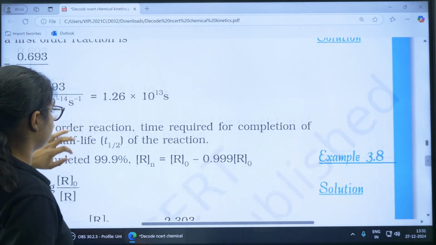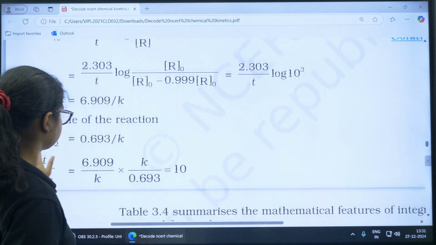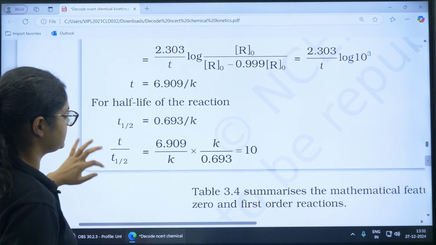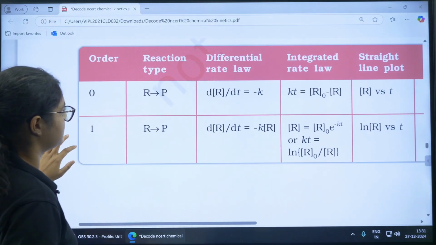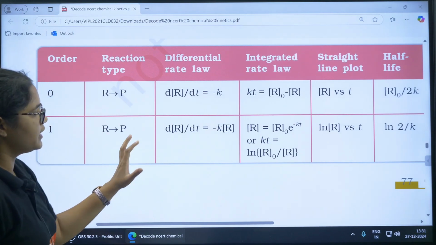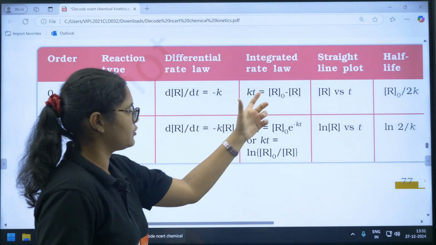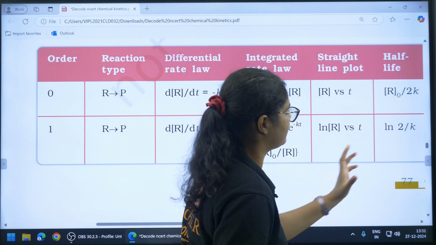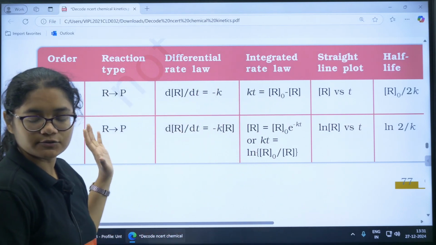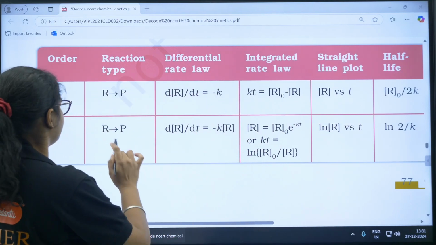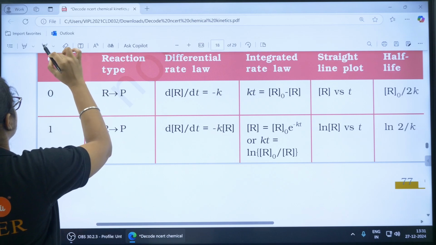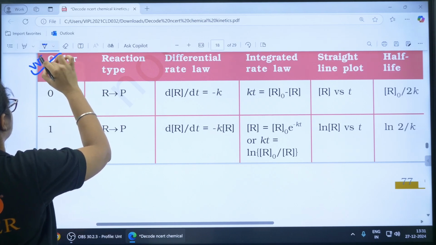Okay, next if we move forward here, yeah. Next you can just move forward. Yes, this table is again very important. Here everything is given: differential rate law, integrated rate law, graph, half-life, every formula sheet is there. So please make sure that you revise this table properly. Okay, so this is also an important table.